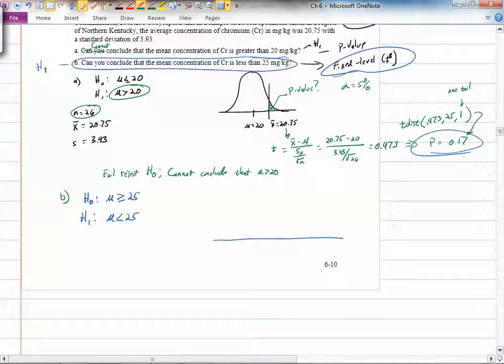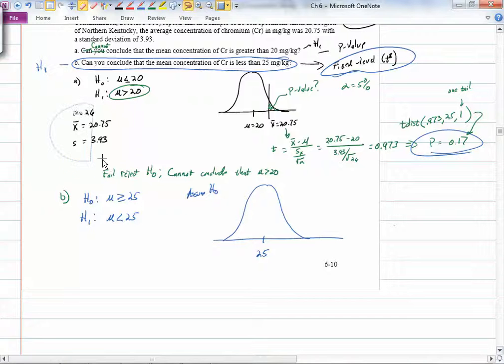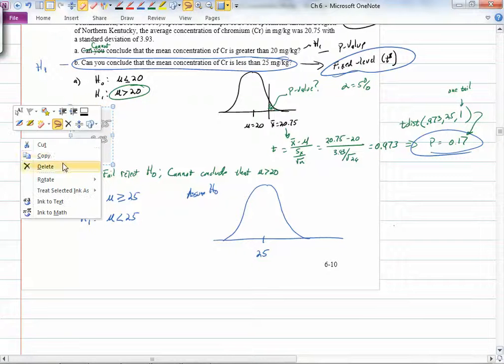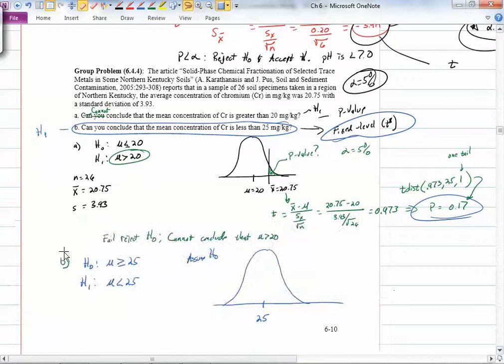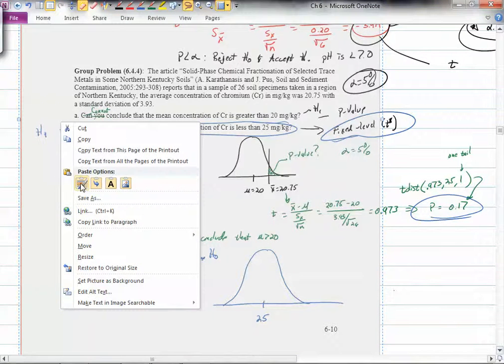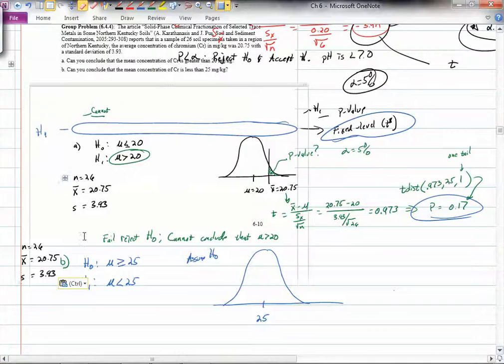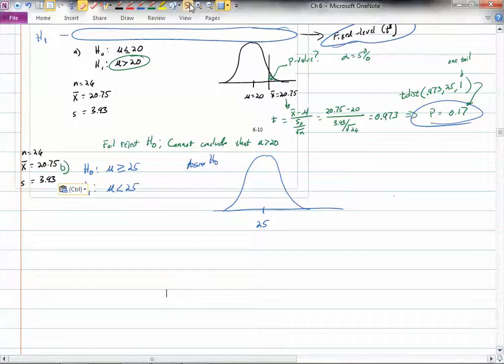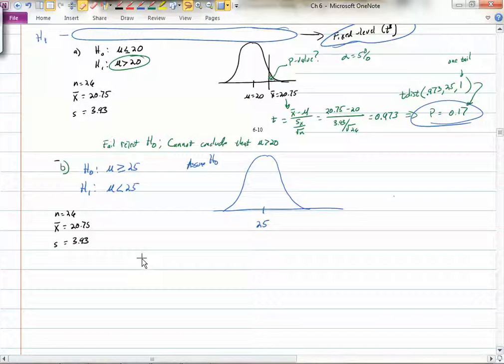Then we assume H naught. So when I say assume H naught, I mean assume H naught is true. The mean really is 25, maybe less, but 25 will be the case that we test because it's the worst case scenario. And we have these same data here.